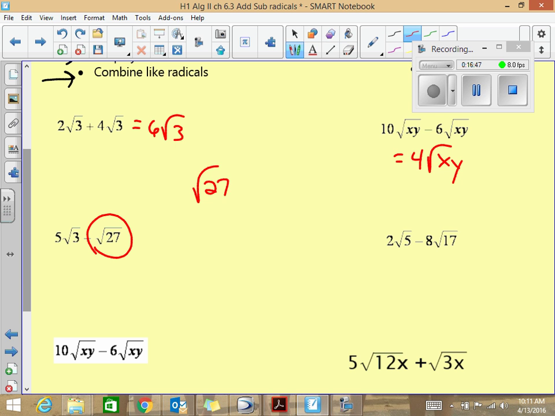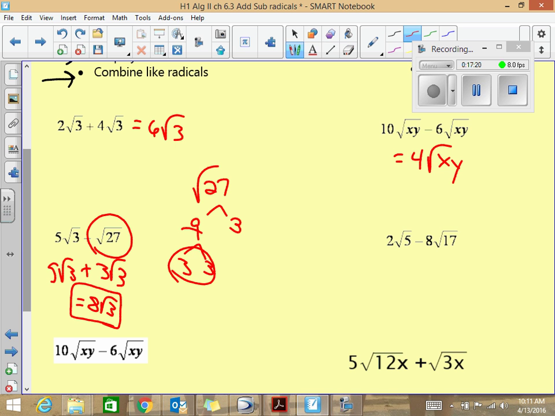So if I come over to radical 27, it's 9 and 3, 3 and 3, right? So I've got a pair of 3's. So radical 27 becomes 3 radical 3. Good? Okay. So 5 radical 3 plus 3 radical 3 gives us 8 radical 3. So the key here is not necessarily to try to make them match, but it's always to get them all down to simplest form and then see what combines, okay?